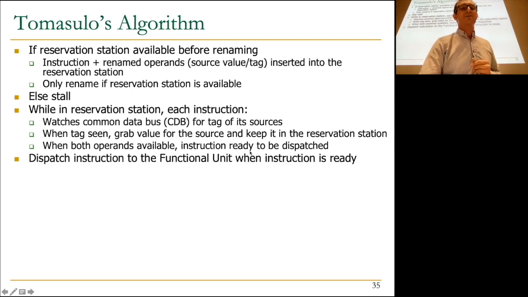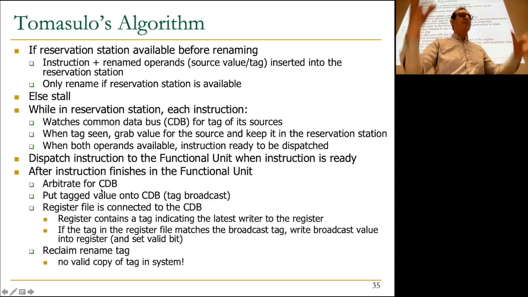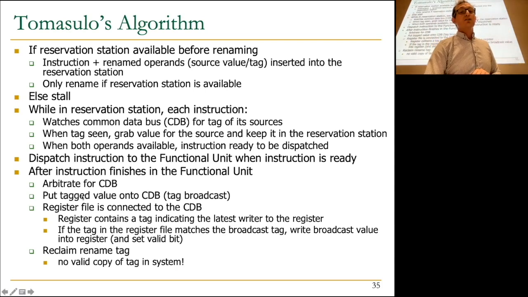I think I've kind of said this before. You dispatch the instruction to the function unit when it is ready. And after the instruction finishes in the function unit, there needs to be some arbitration for this common data bus. We will see that, or you need to have multiple common data buses, as I will show you. The instruction puts the tagged value onto the common data bus. This is called a tag broadcast.